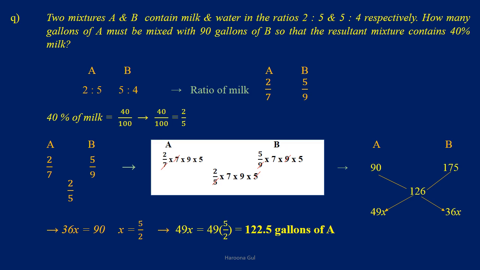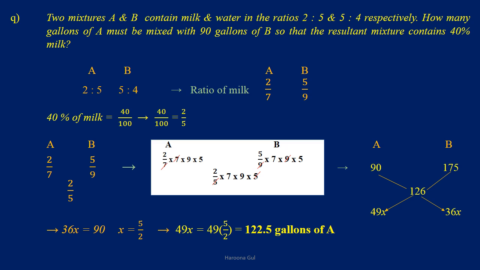That is the ratio of milk divided by the whole, right? And the ratio of B would be 5/9, right? Now 40% of milk is 40/100, which if simplified is 2/5. Now, our next step is to jot down the information in an allegation chart by writing down the ratio of milk in A, B and the mixture of A and B.